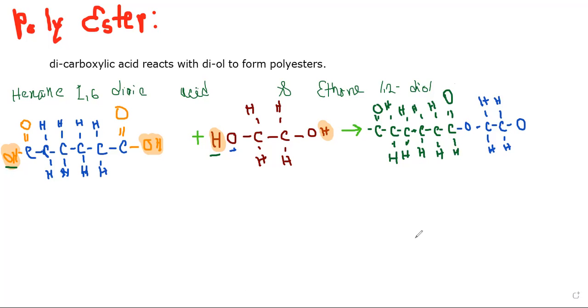Okay, so that is all. We just remove the OH and H from hexane dioic acid and ethane 1,2-diol, and we are getting a polyester.